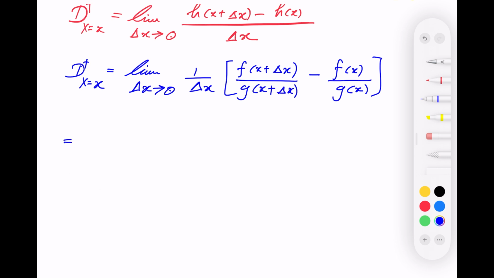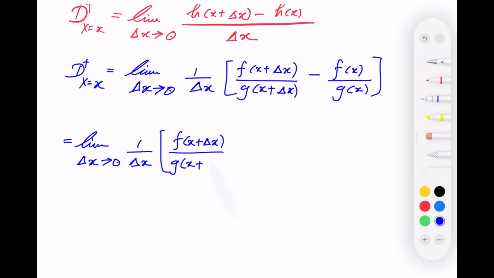This is now equal to the limit as delta x approaches 0. There's this 1 over delta x. I will open brackets. First term is f of x plus delta x over g of x plus delta x. We need to multiply both top and bottom by g of x, g of x for the numerator and g of x for the denominator. By doing so, I'm not changing the problem given.